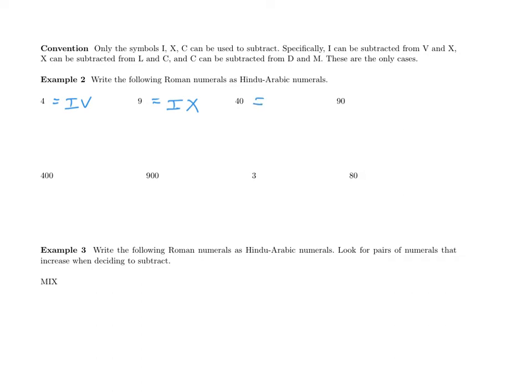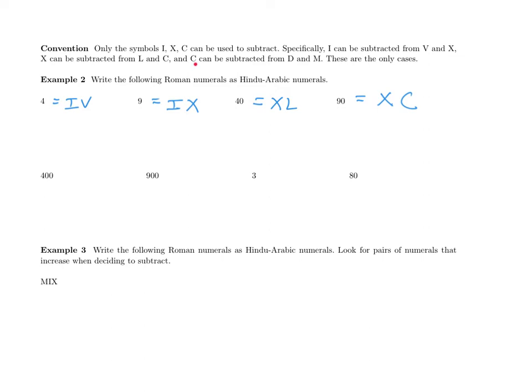For 40, the quickest and shortest way to write this would be go to 50 and take away 10. So you can write this as XL. And 90, you can say this is 100 minus 10. So 100 minus 10, that is equal to XC. There's only 2 more to consider.